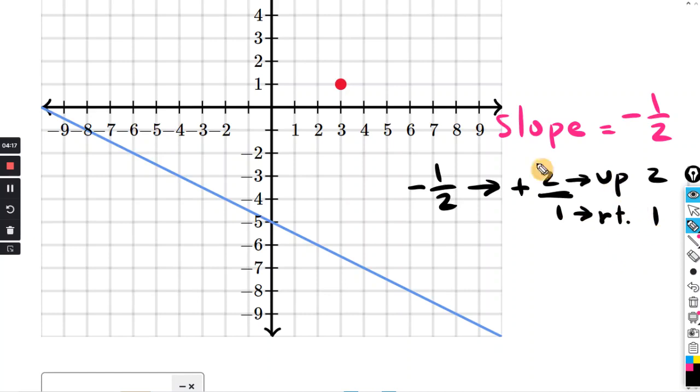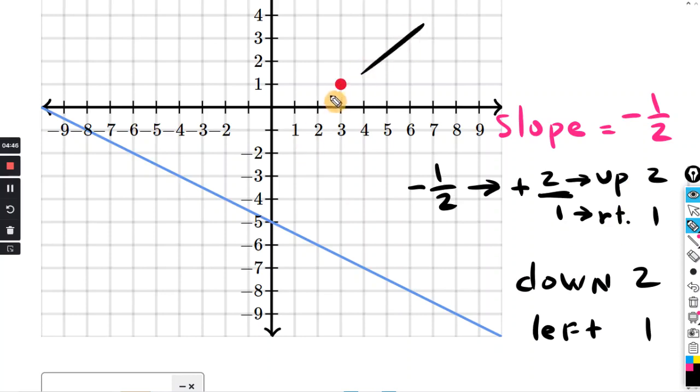Now, if we went up and to the right, we're basically going this way, but we want to go to the line. So in addition to this, you can also do the opposite. Okay, so instead of up 2 and right 1, I'm going to go down 2 and left 1. Okay, I'm allowed to do the opposite. If I do the opposite of both of these, that's the same thing. If I go up and to the right, that's the same as going down and to the left. All right, so that's what we want to do. Down 2 and left 1.